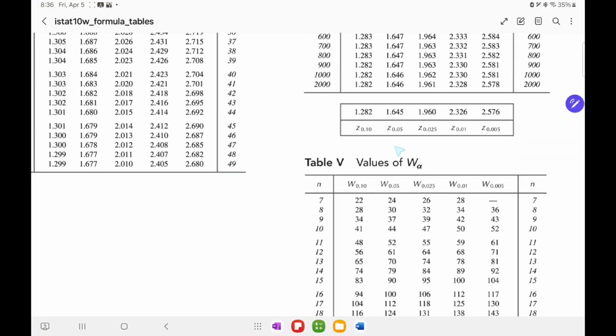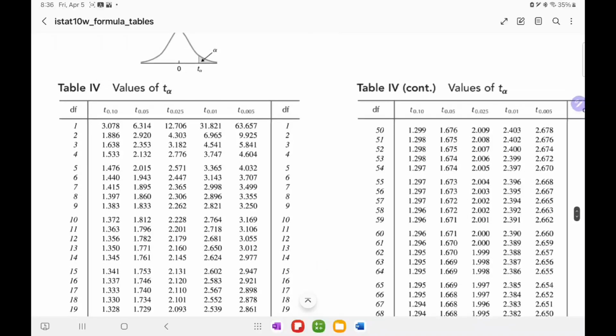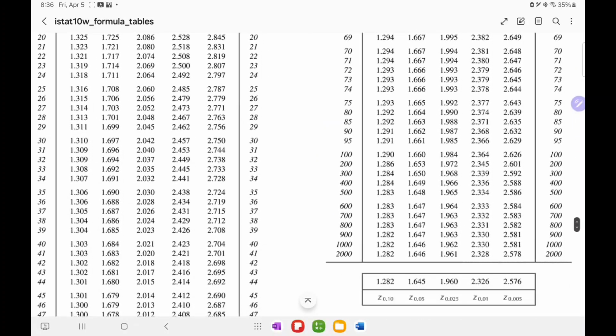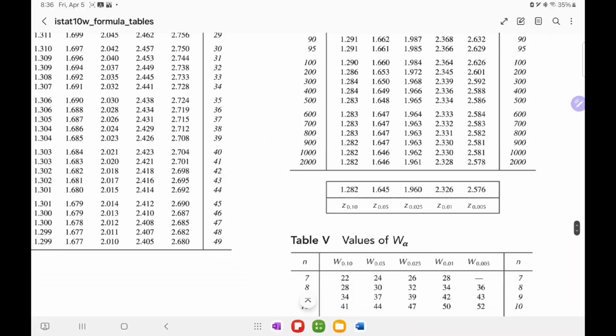So this is the special truncated z table for the special alpha values, and you can find that below table 4. For those who are taking statistics 2, this is the table you're going to use. Those who are taking statistics 1, it's a different table, and I will tell you where to find it in a separate video.